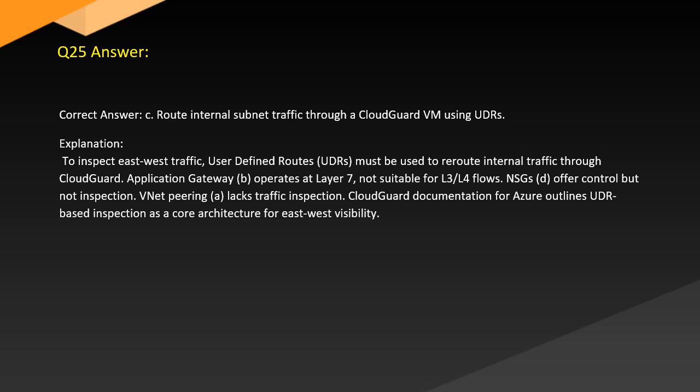Answer. Correct answer: C. Route internal subnet traffic through a CloudGuard VM using UDRs. Explanation. To inspect east-west traffic, user-defined routes (UDRs) must be used to route internal traffic through CloudGuard.